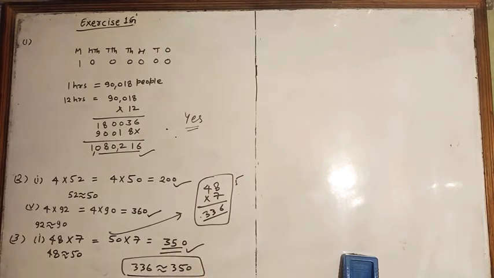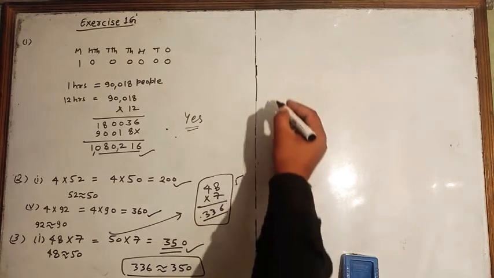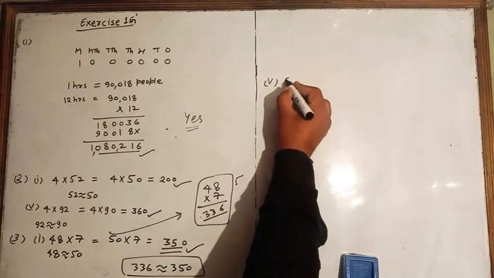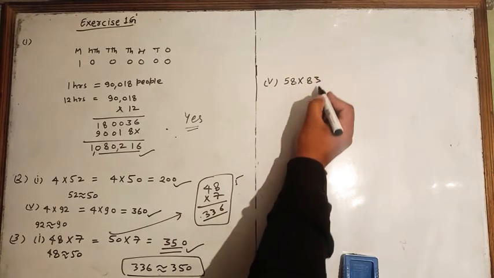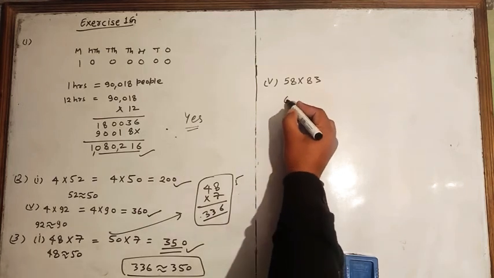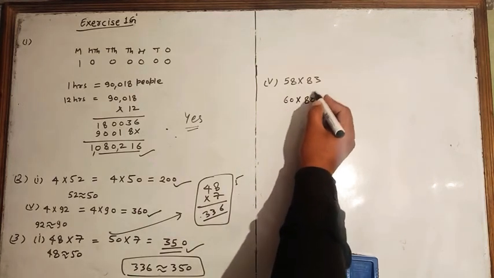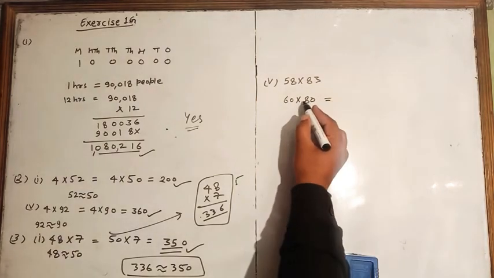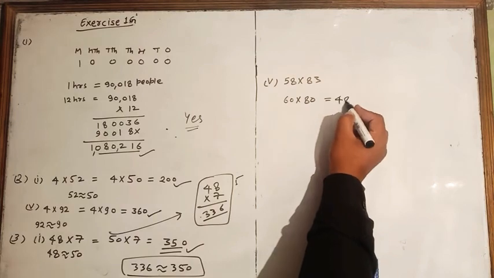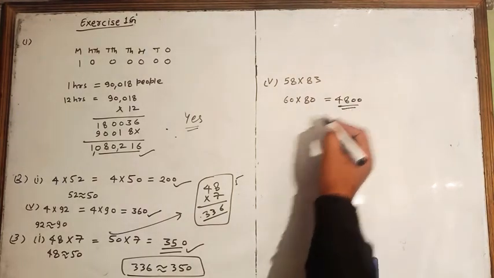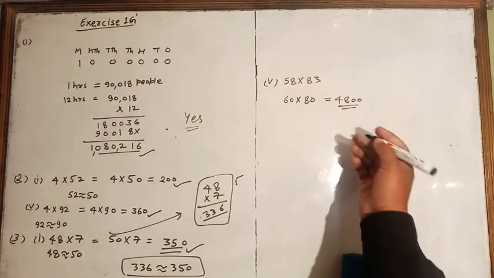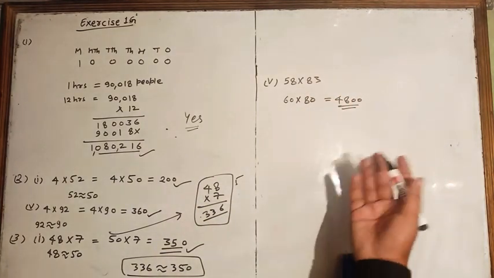Now come to one more part of question number three, that is the fifth part. It is 58 into 83. What you will do: 58 can be estimated as 60 and 83 estimated as 80. So what will be our answer? 4800 you will place. This will be approximate, and for verification you will multiply it simply as we do, and at last you will write approximately equal to this much.